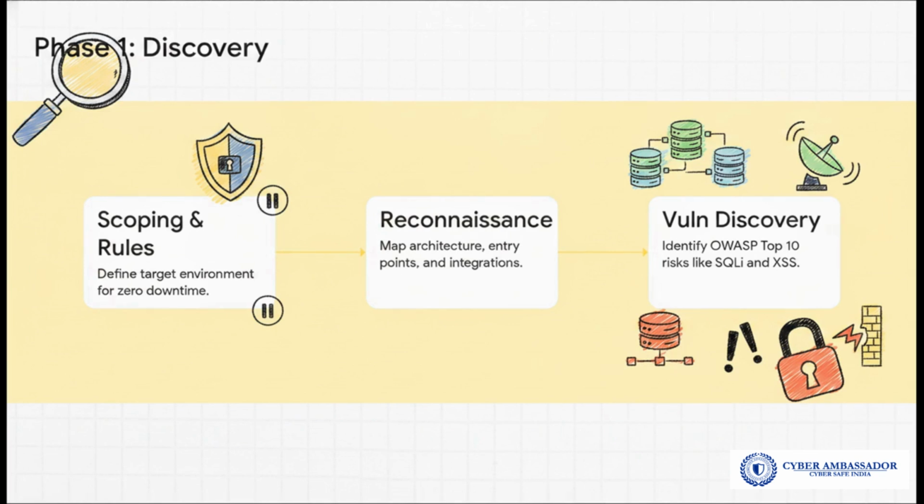Here, the target environment is clearly defined, whether we're talking staging or production, ensuring absolutely zero downtime for your live website, because obviously you don't want the test to break your business. Step 2 is reconnaissance, where the experts map out your entire application architecture, all the entry points and any third-party integrations. Then, Step 3 is vulnerability discovery. This is identifying major risks like the OWASP Top 10, which includes super dangerous flaws like SQL injection and cross-site scripting. Basically, these first 3 steps safely map out the terrain and highlight all the potential weak spots.